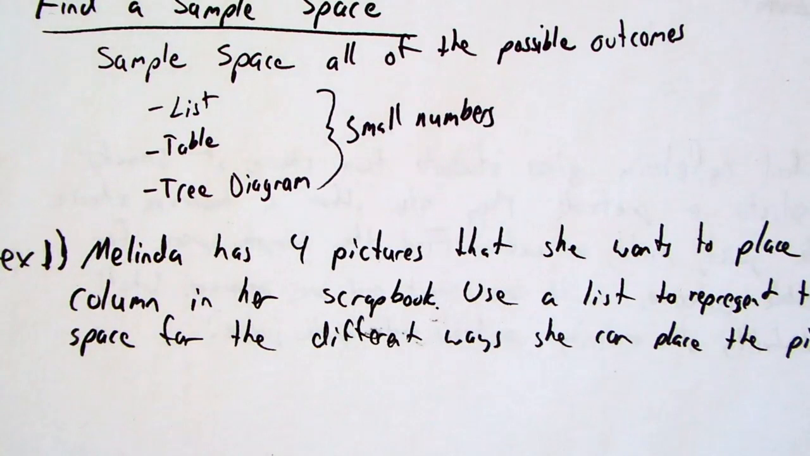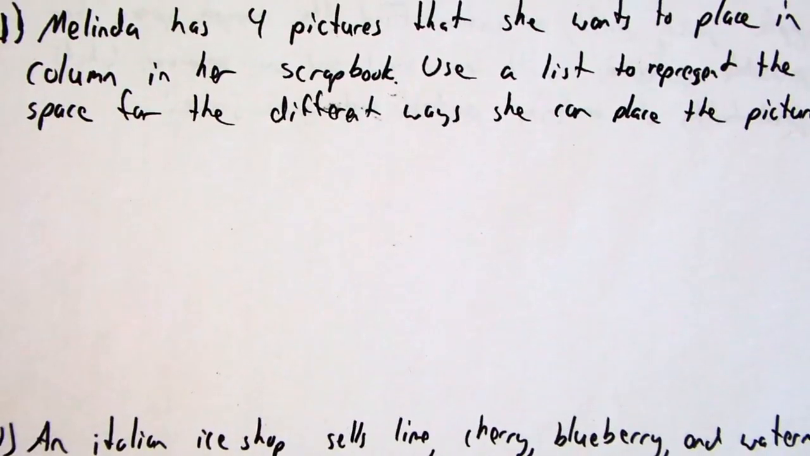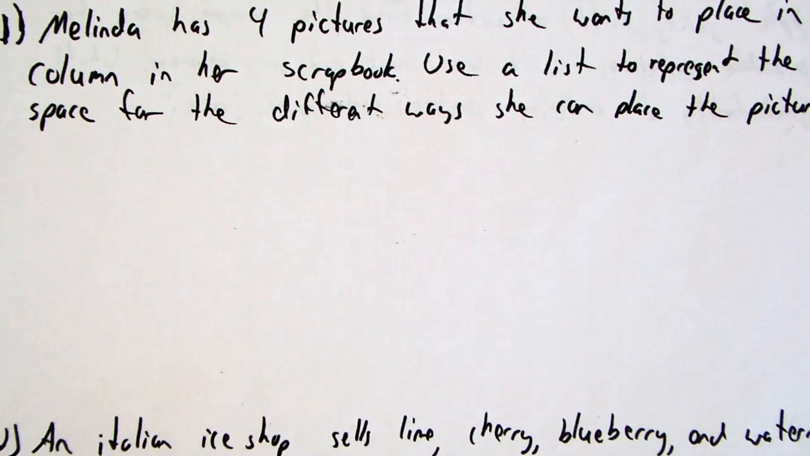For example, you would not want to use a list, a table, or a tree diagram to find out all the different combinations of phone numbers you can have with even just the 3 at the front and 4 at the back. That would be a very large list, table, or tree diagram. So, example 1. Melinda has 4 pictures that she wants to place in a column in her scrapbook. Use a list to represent the sample space for the different ways she can place the pictures.